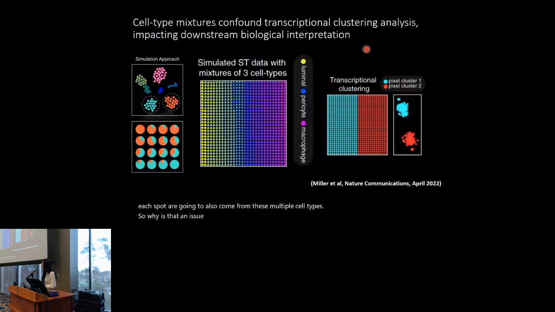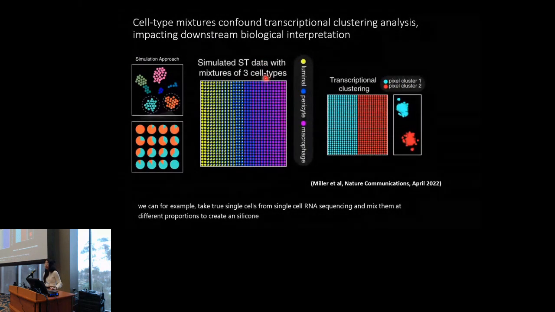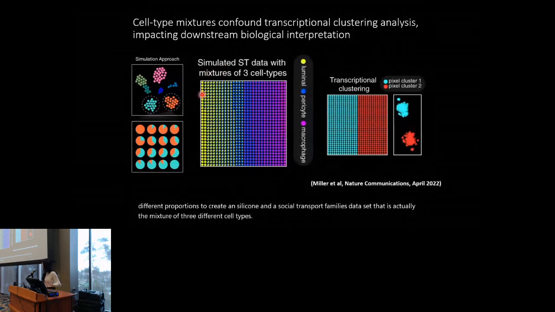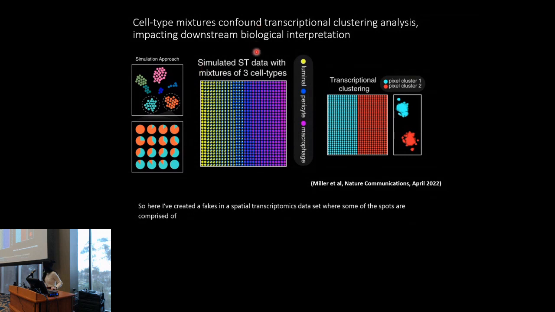I think this is best demonstrated through simulations where we can, for example, take true single cells from single-cell RNA sequencing and mix them at different proportions to create an in silico spatial transcriptomics data set that is actually the mixture of 3 different cell types. So here I've created a fake in silico spatial transcriptomics data set where some of the spots are comprised of 100% luminal cells, shown as these little pie charts in yellow, and then other spots that are going to be mixtures of parasites and luminal cells, and other spots that are going to be mixtures of parasites and macrophages.